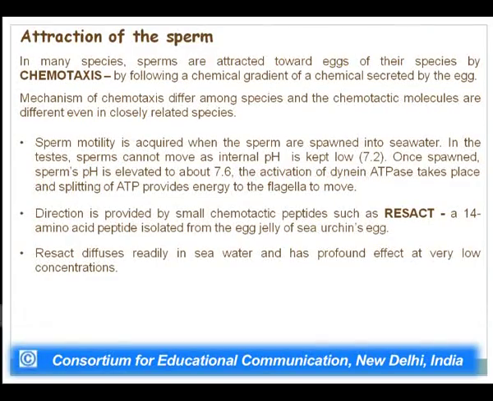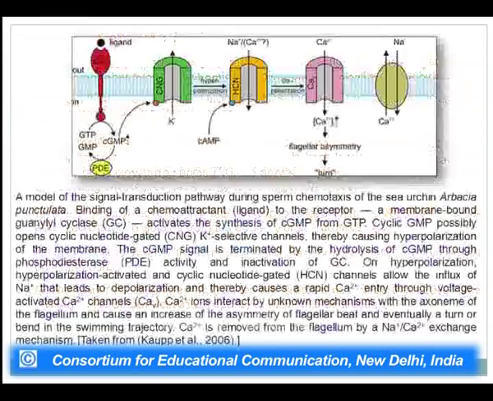So RESACT is released by the egg, particularly by the egg jelly, and a chemical gradient is created. The concentration of RESACT is much higher near the egg, and then it becomes reduced. The sperm has receptors for these RESACT molecules, the chemoattractant molecules, and therefore it tells the sperm in which direction the egg is lying, and the sperm starts moving in that particular direction. In fact, RESACT performs a dual role. Not only does it give the direction, but it also causes the activation of the sperm, because it acts as the sperm activating peptide to move in that direction.